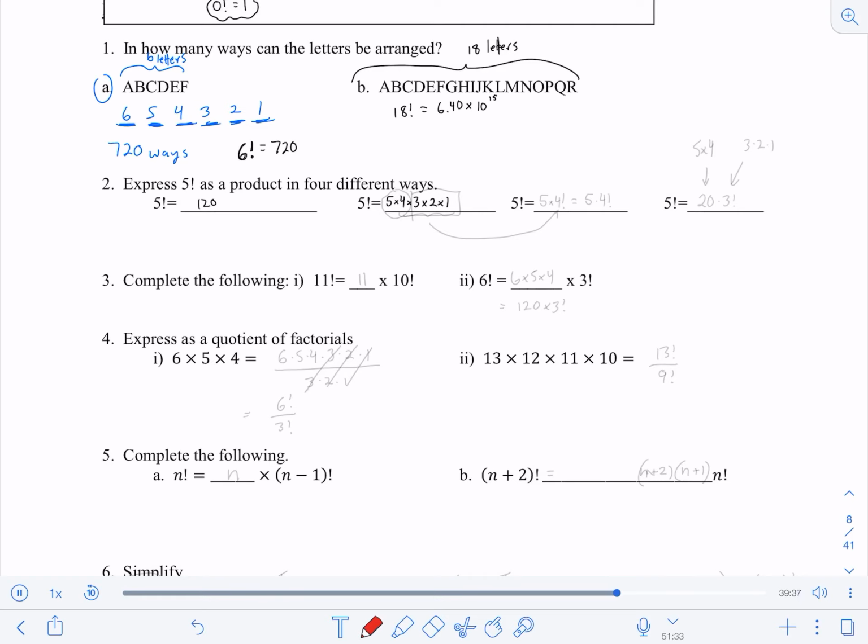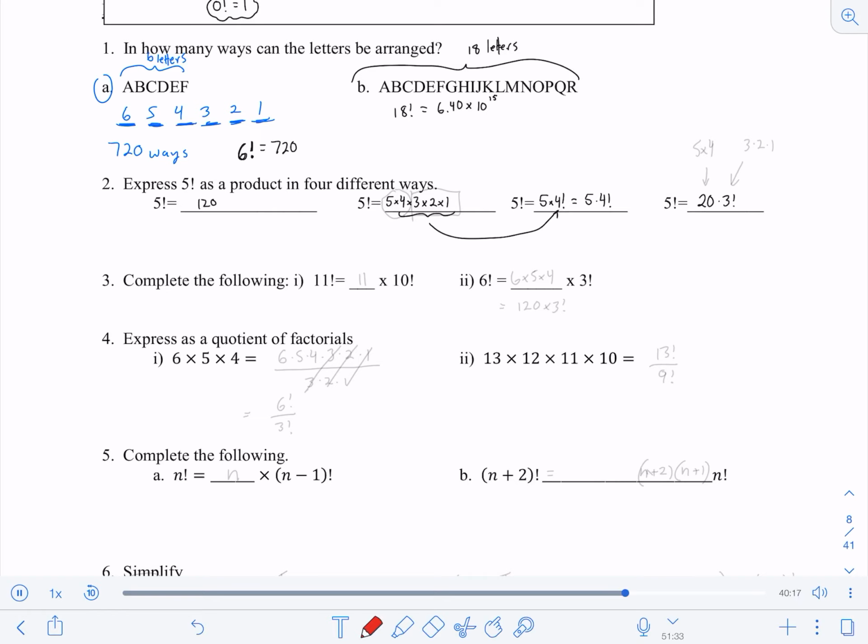And I can start to get a little crazy if I want. I could say 5 times 4 factorial, because you can see right in here, this part is really just 4 factorial. Now, typically we don't put the times sign there; I'm just going to use a dot, 5 times 4 factorial, but they're equivalent. And then I could do something even different. I could write 5 factorial as 20 times 3 factorial.